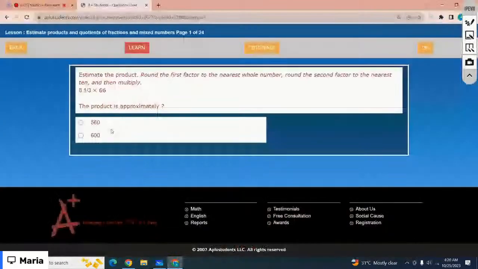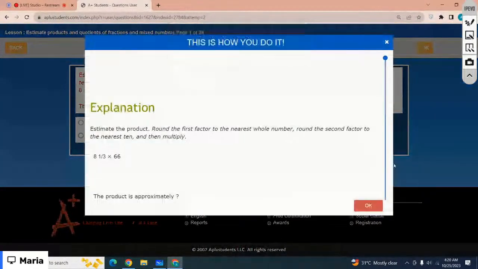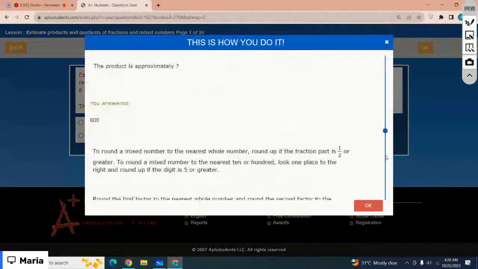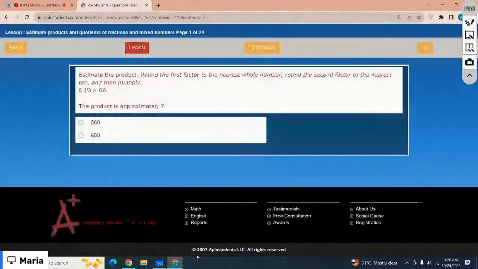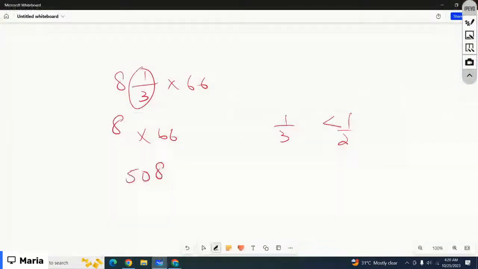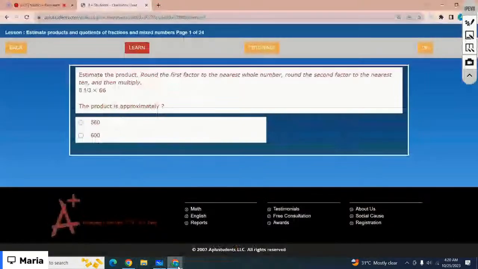But why? Hold on, let me see. Oh, you have to round off both the numbers, right? Got it. 8 whole 1 over 3 is rounded to 8, and you can round 66 to 70. So it would be 8 times 7 is 56. That would be 560. The correct option is 560.